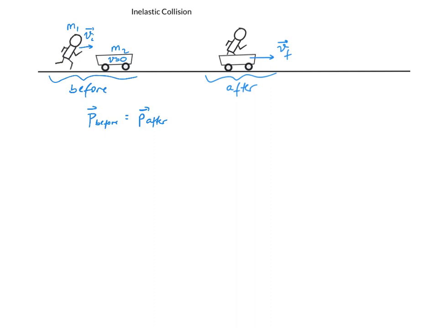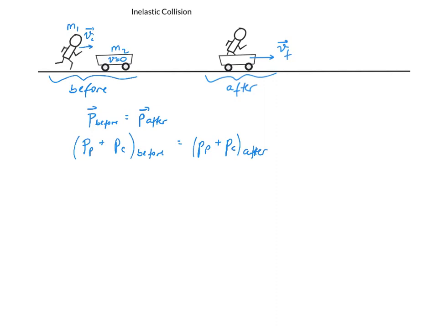And I picked this to be a one-dimensional problem because everything is simpler that way, and I can get rid of the vector symbols then. So the momentum before the collision would be the momentum of the person plus the momentum of the car or cart before, and that's equal to the momentum of the person plus the momentum of the cart after the collision.